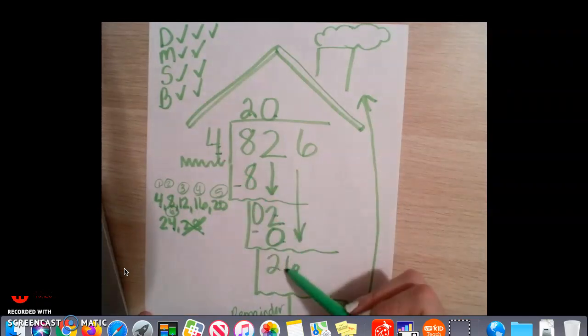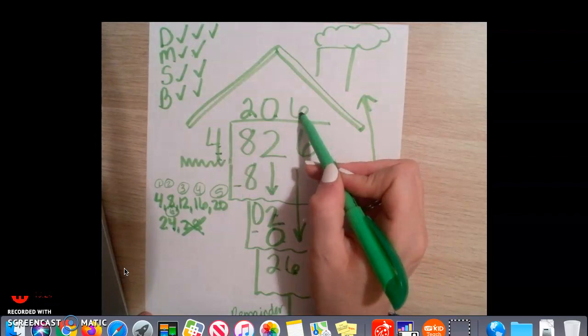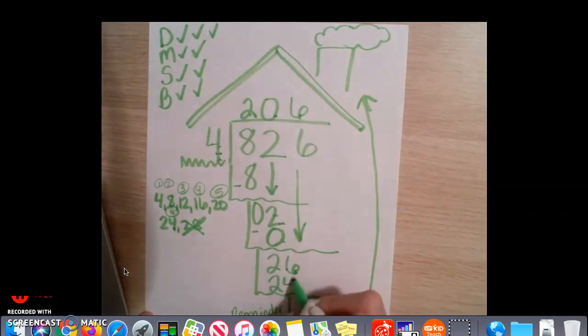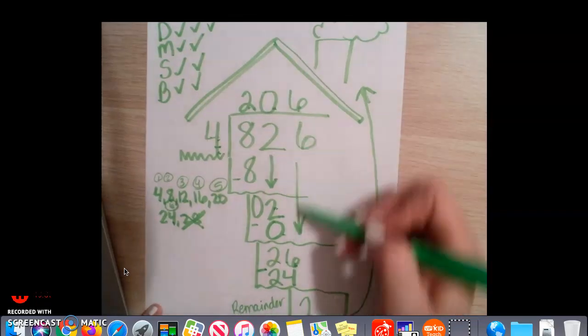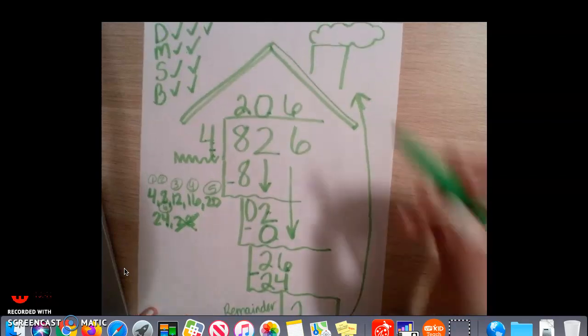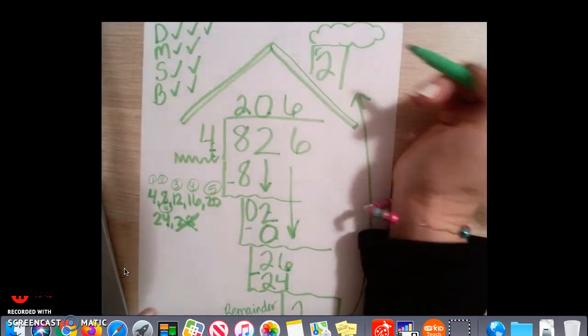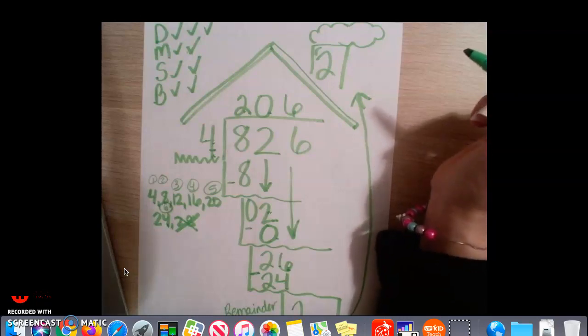So 4 goes into 26 6 times. 4 times 6 is 24. Now we have to subtract. 26 minus 24 is 2. That becomes your remainder because we have nothing left to bring down, and it's left over. So that goes in the chimney. So 206 with a remainder of 2 is our answer.